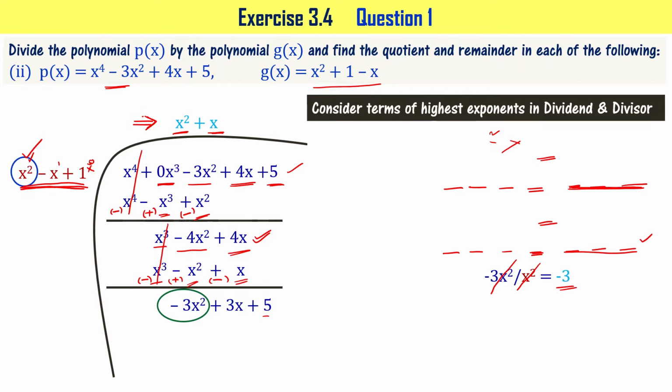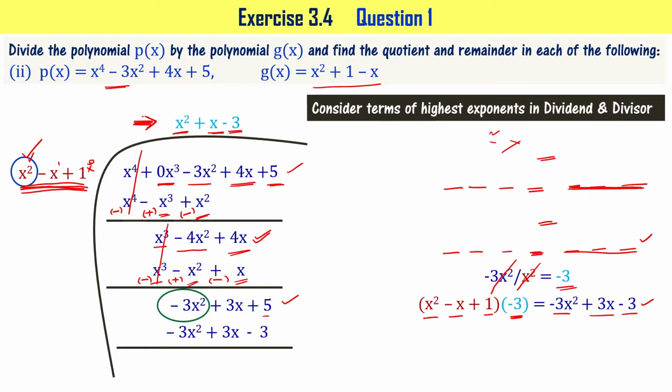This has to be now part of the quotient at the top. So let me write that, minus 3. Now I'm going to multiply the divisor with this minus 3. When I do that, x square times minus 3 is minus 3x square. Minus x times minus 3 is plus 3x. 1 times minus 3 is minus 3. Let's subtract this one from this expression.